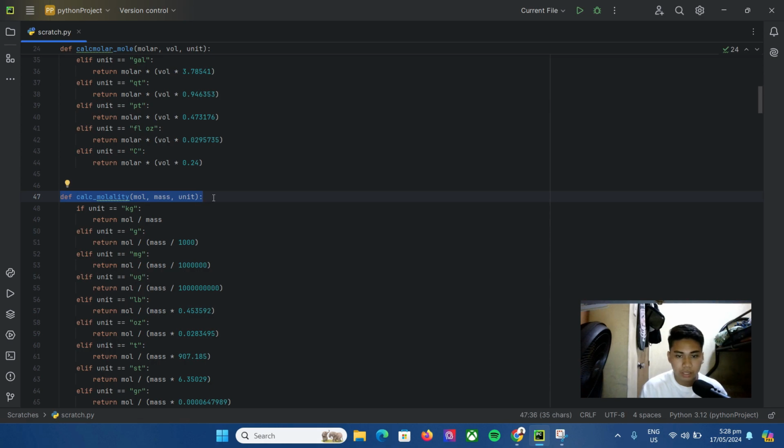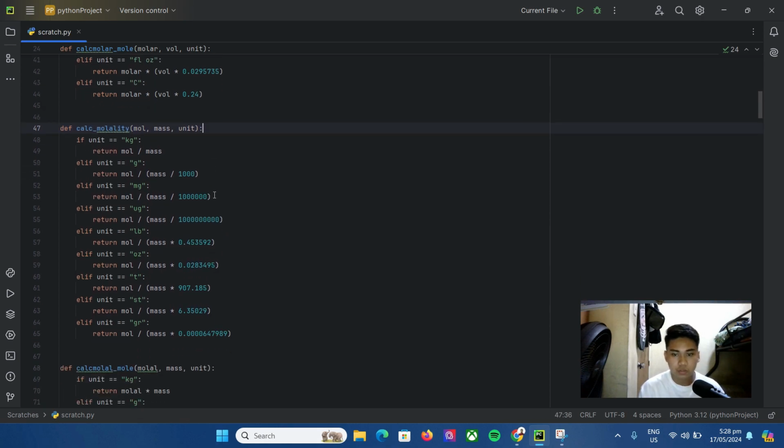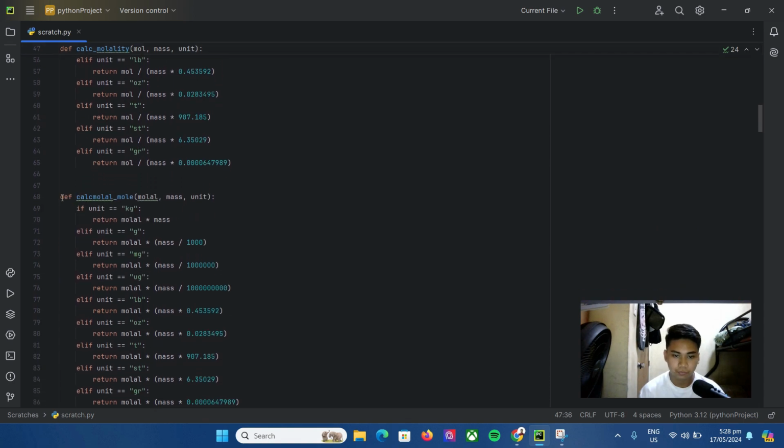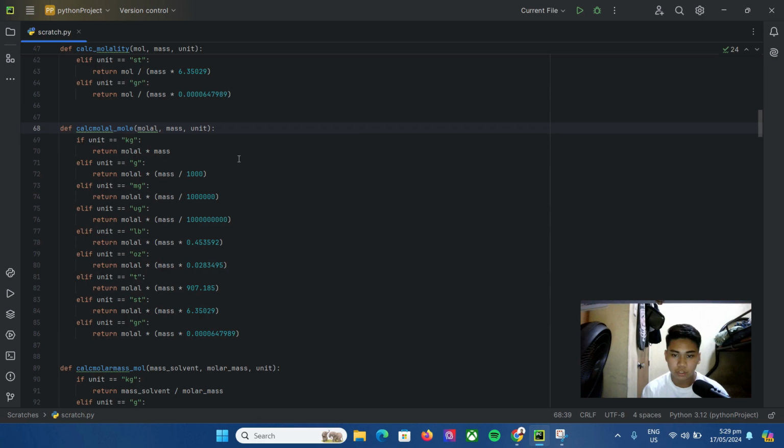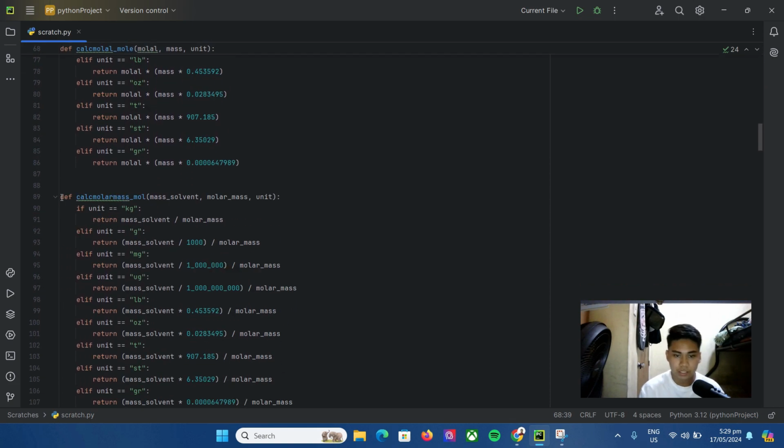The calcmolality calculates the molality of a solution. It takes the number of moles of the solute and the mass of the solvent in the specified unit. The calcmolal mole calculates the number of moles of solute given the molality and the mass of the solvent. It takes the molality, the mass of the solvent, and the unit of mass.